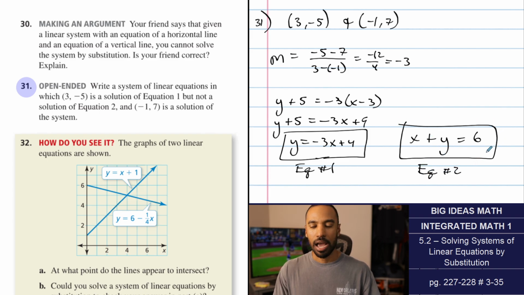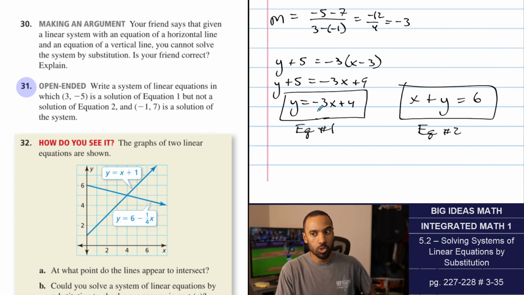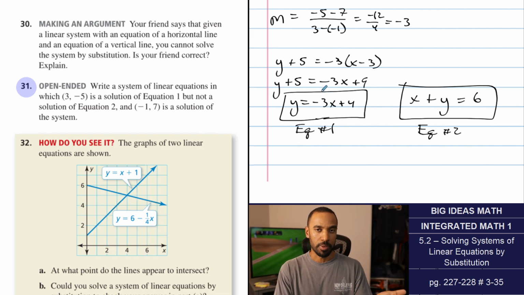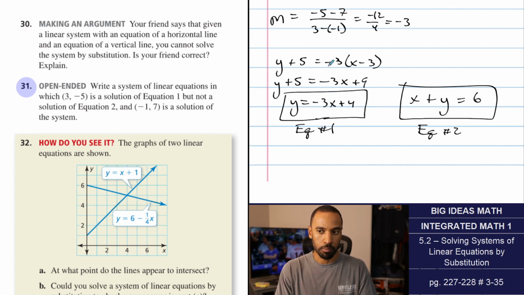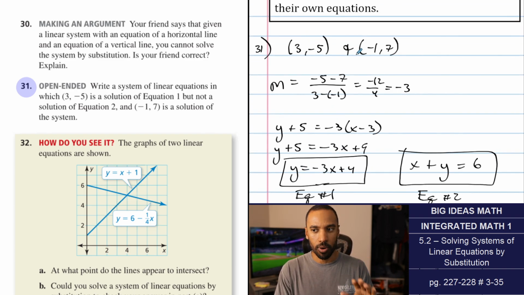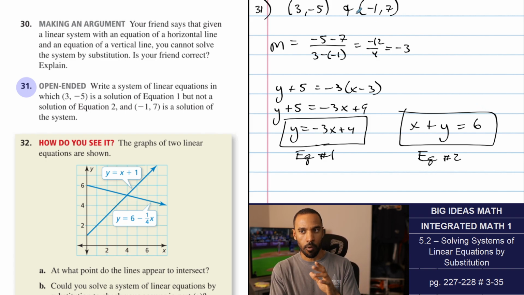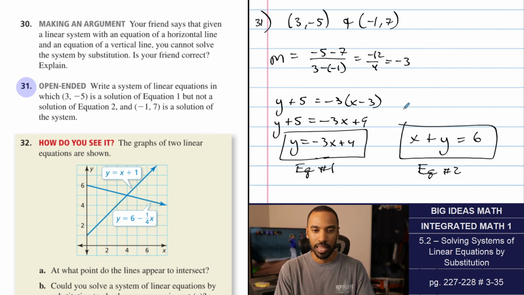Okay, interesting. Now, it was open-ended as far as this equation goes. This equation was not open-ended. I mean, the way that I write it is up to me. I could have written it in standard form. I could have written point slope form, whatever. I wrote slope-intercept form. This equation has no other interpretation. These points only apply for that equation. This one could have been anything I wanted as long as (-1, 7) worked and (3, -5) didn't. And that's one of them.